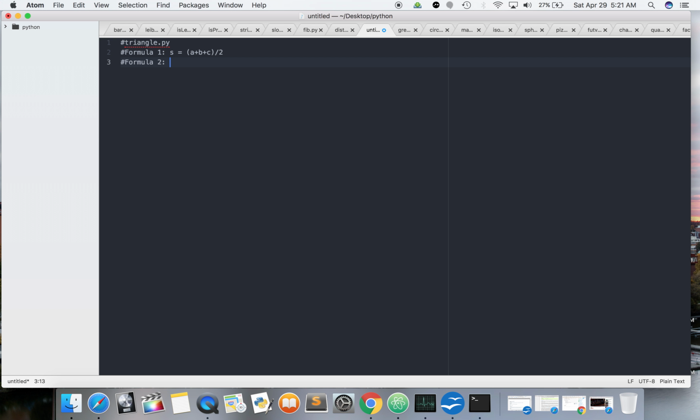Formula 2 as a comment, it's going to be A equals, and this is going to be square root, and in Google it's going to be the caret, but in Python it'll be the star asterisk. And then S times S minus A, S minus B, S minus C.